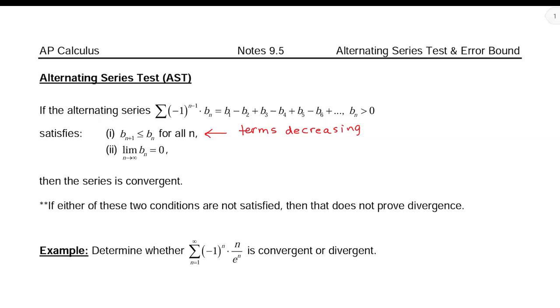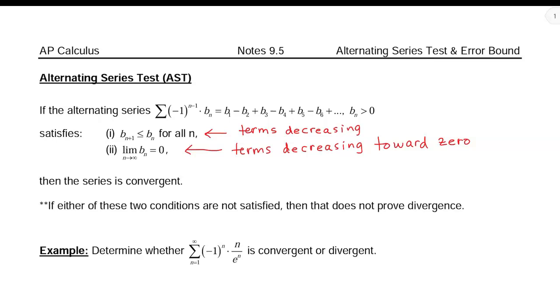In the second condition, we're checking to see if the terms are decreasing towards 0 specifically. We have taken limits on series recently, and they've approached other numbers than 0, like they've approached 1 or they've approached a half. So we're going to check to see if they're decreasing towards 0 specifically.